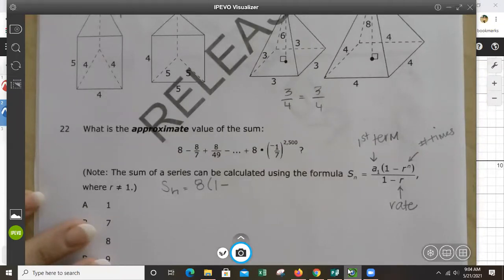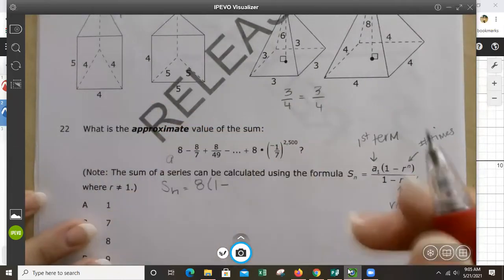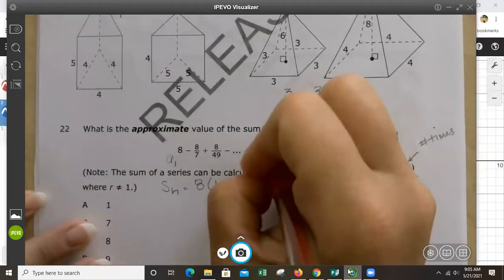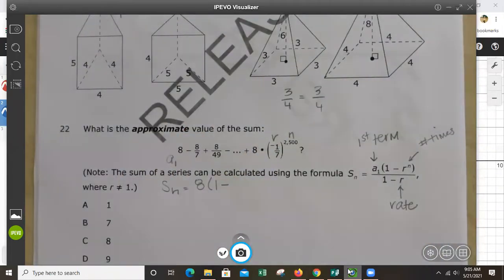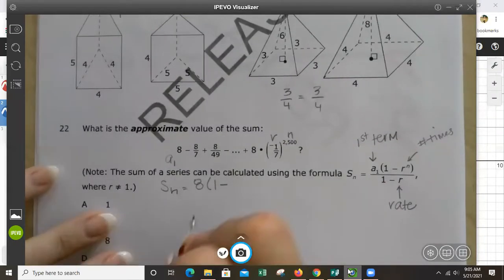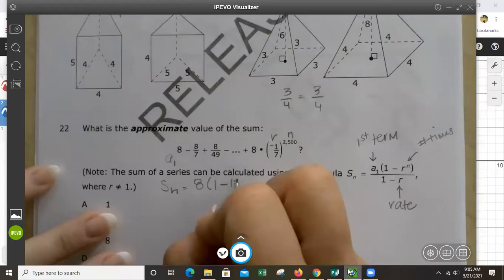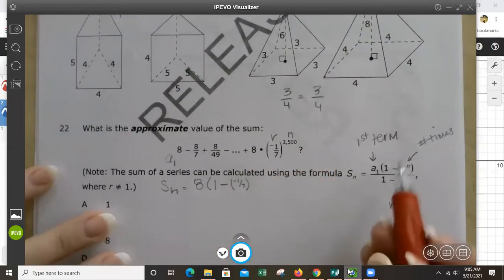You guys remember our formulas like PERT or A times 1 minus R to the T, those formulas? Your R is always found inside of parentheses. So this is your A1, this is your R, and this is your N. So your rate is always in parentheses because it's a multiplier. It's a percentage. So what's my R? Negative 1/7. I'm going to put it in parentheses. And that negative 1/7 is going to be raised to the what power?